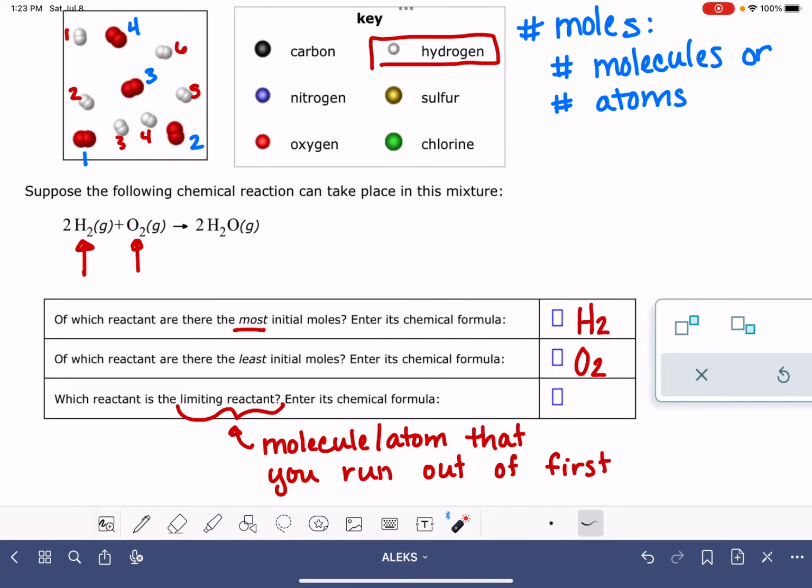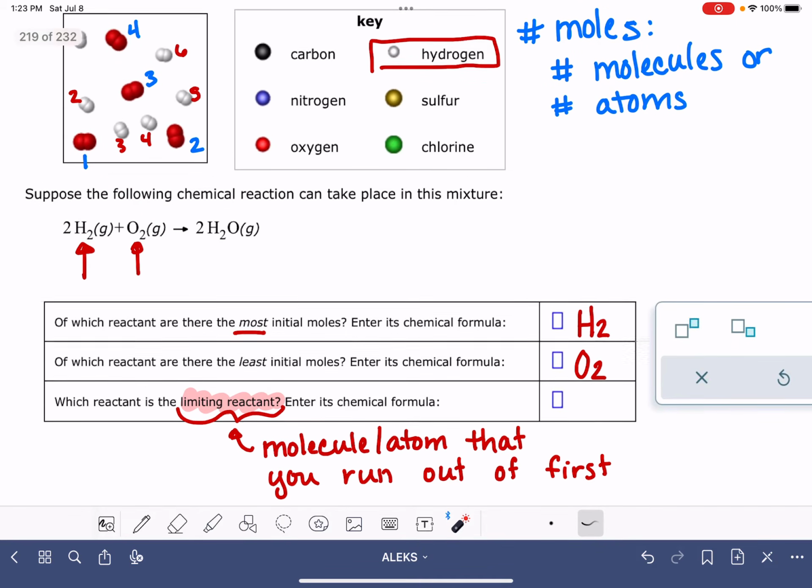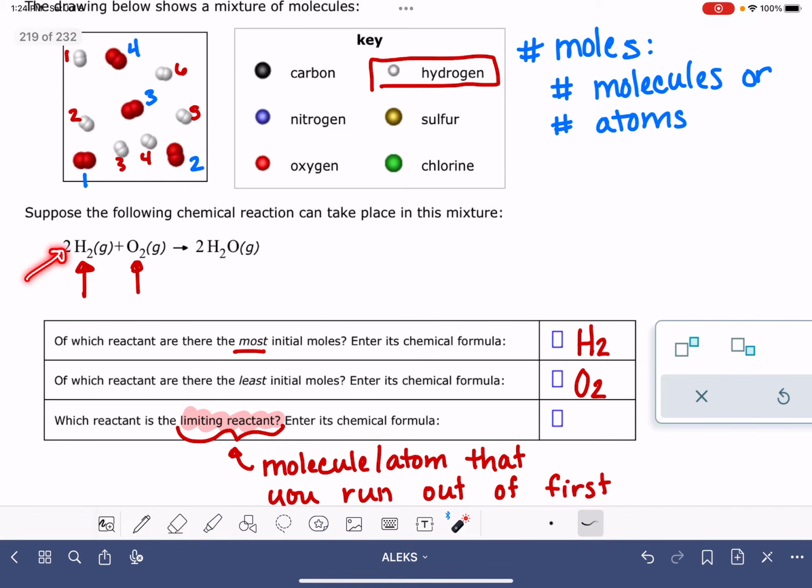Now, most people's instinct is to assume that the thing that we have the least of is the limiting reactant, the thing that we'll run out of first. And sometimes that is true. Sometimes that's the case, but it's not always the case. So don't assume that the substance that you have the least of is also your limiting reactant. It totally depends on the stoichiometry of this chemical reaction. So we can see from this chemical reaction that we need 2 hydrogen molecules for every 1 oxygen molecule, and that's going to have an effect on what substance is the limiting reactant.